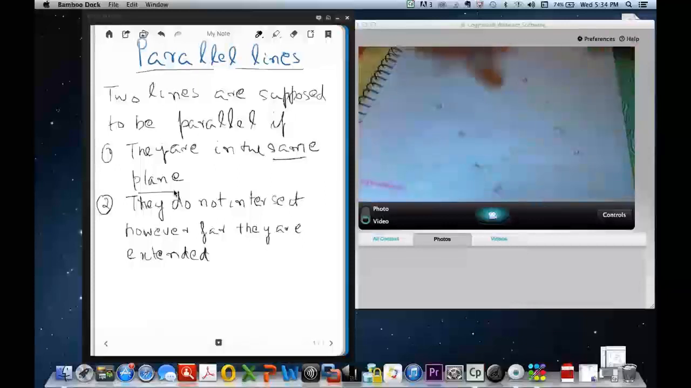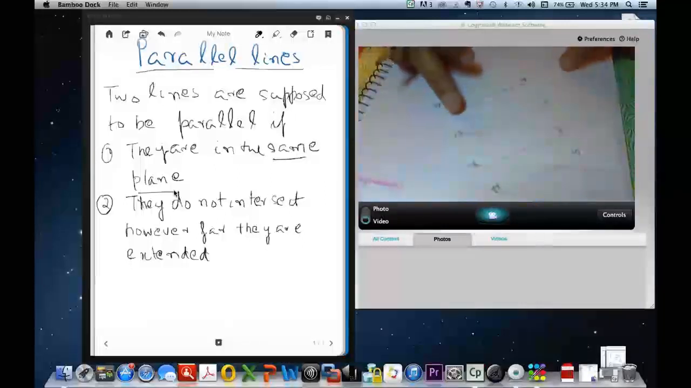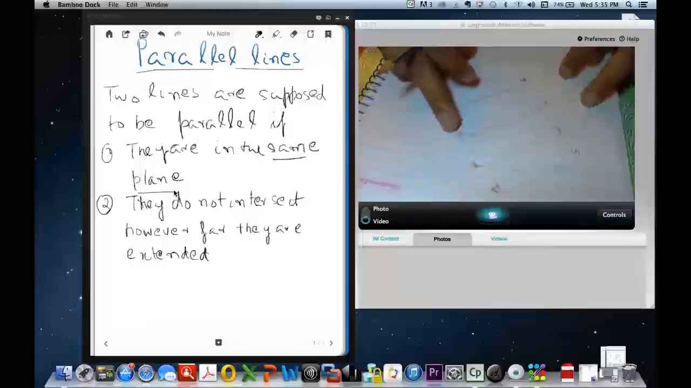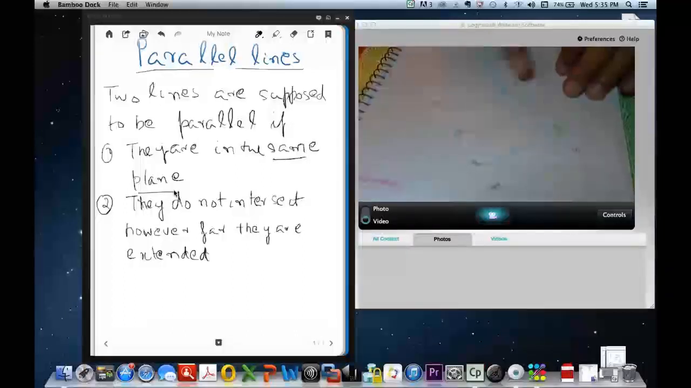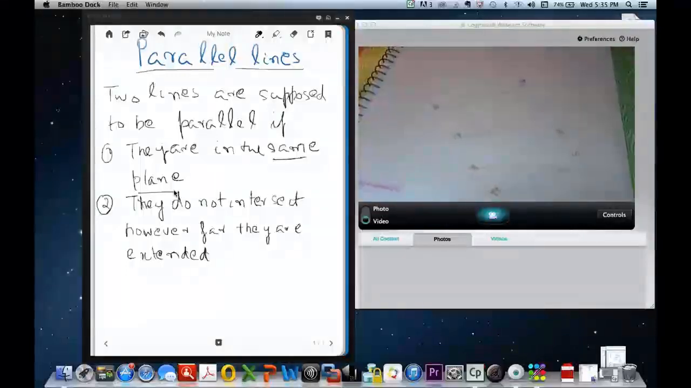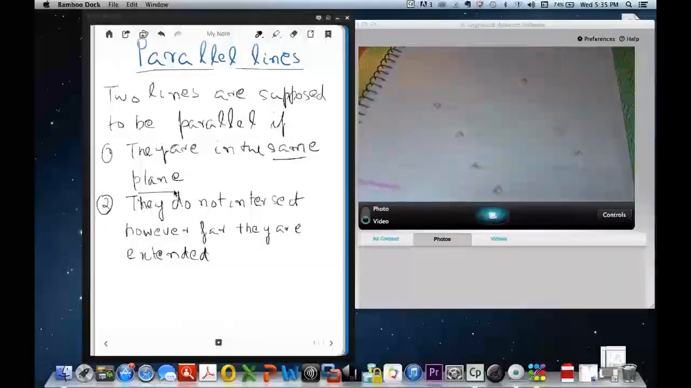So line CD, line EF, line GH, none of these will intersect with line AB, however you extend them in both directions. This is basically what parallel lines mean, and this is how I can draw parallel lines using the two set squares. Now, keeping that in mind, I'm going to start speaking about some of the properties of parallel lines.